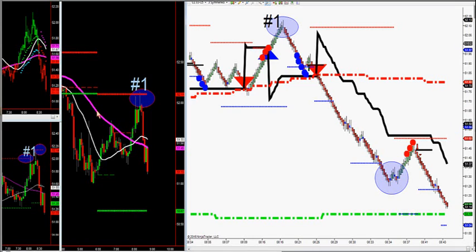So what we do is we establish that the moving averages were down. The magenta moving average was down. The white moving average crossed down. The bottom left chart is more volume based. You can see our profile was at 52.14.